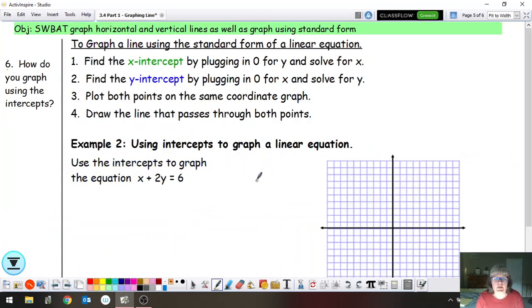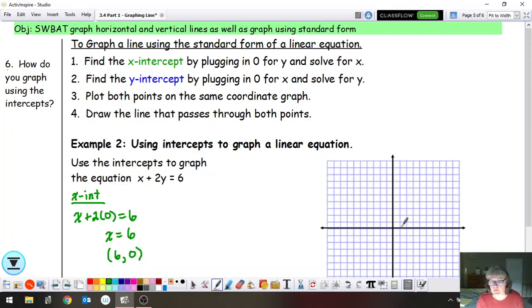Find the x-intercept by plugging in 0 for y and solve for x. So we have this equation, x plus 2y equals 6. And I'm going to find the x-intercept. So I'm just going to make a note here that I'm finding the x-intercept. And I'm plugging in 0 for y. So x plus 2 times 0 equals 6. Well, 2 times 0 is 0, so x equals 6. So the ordered pair of my x-intercept is 6, 0.